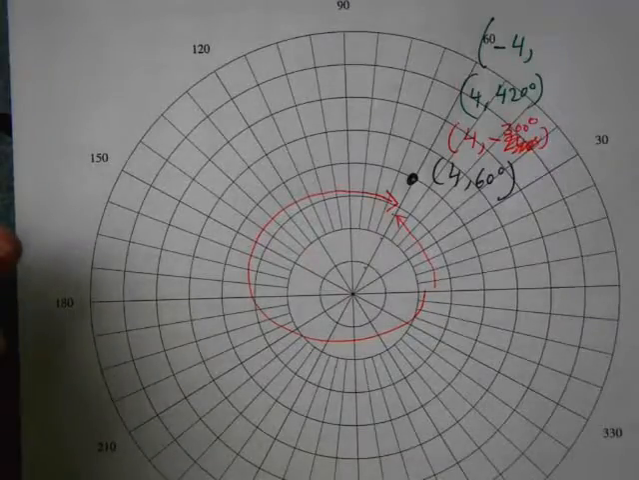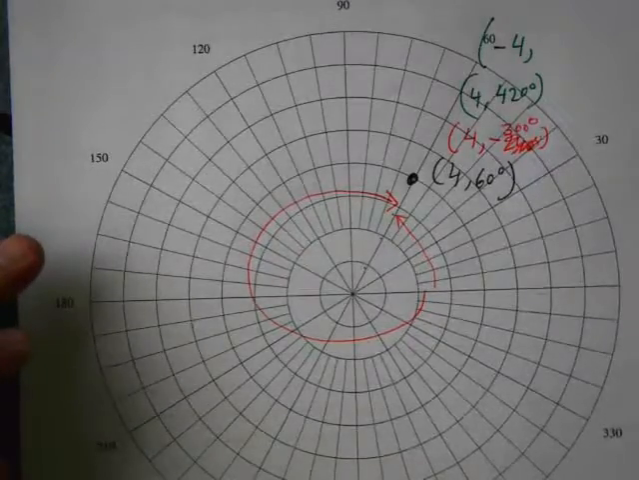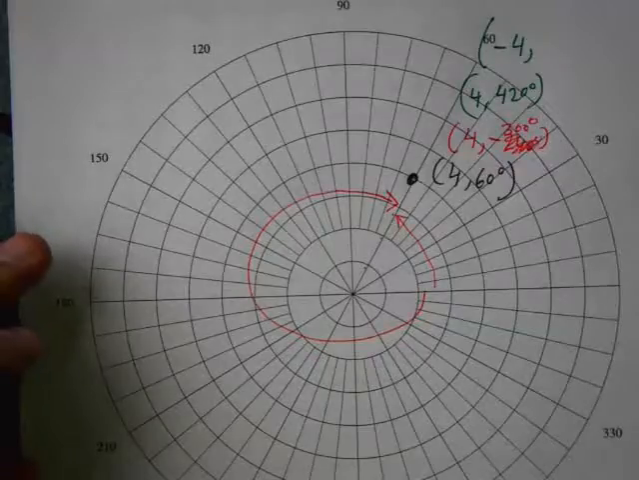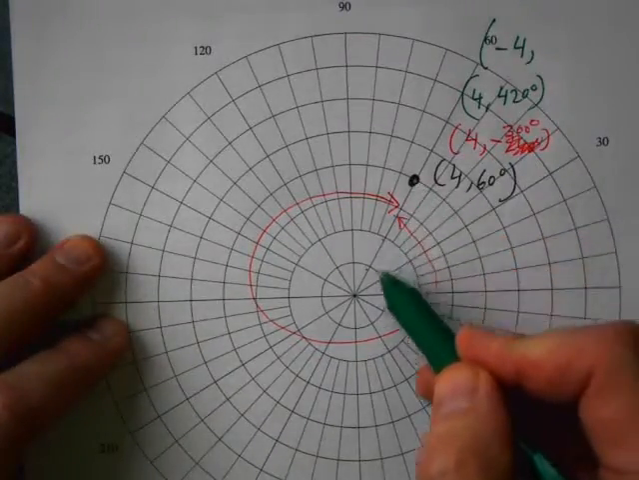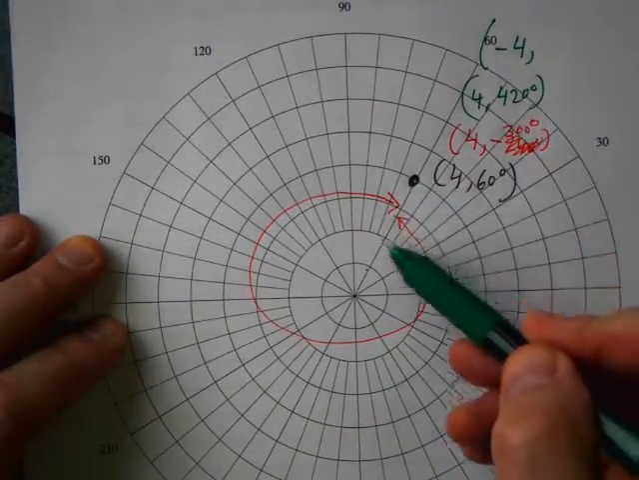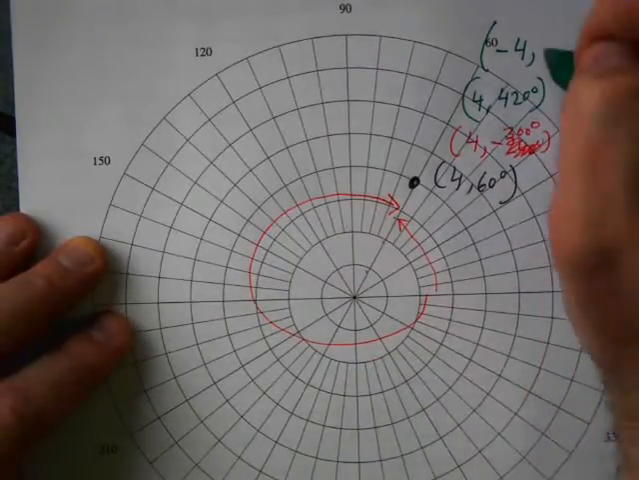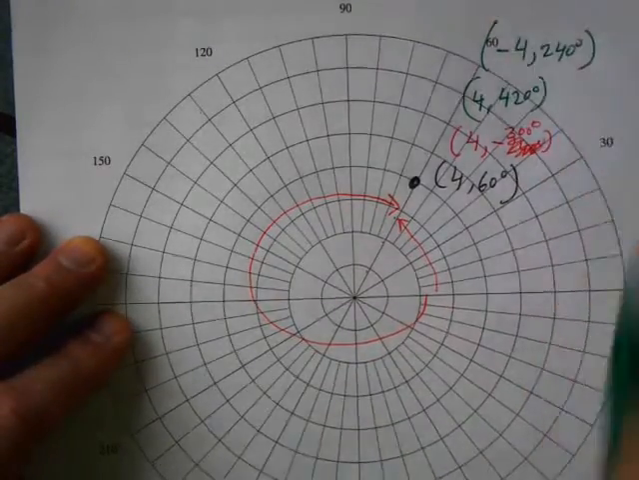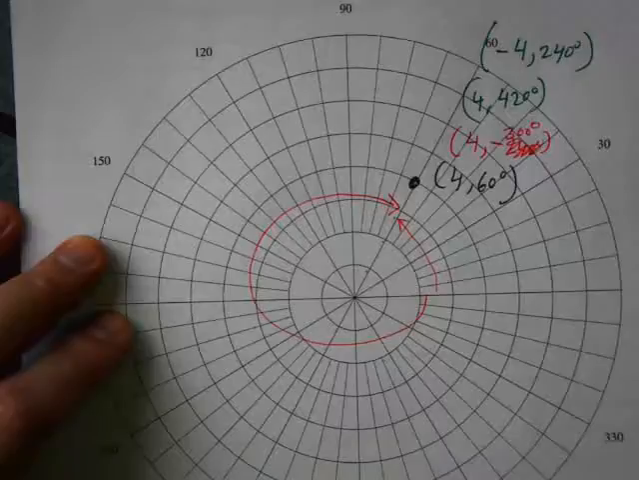Too late, I already wrote it. It's in pen, I can't erase it. It would have to be, just look at the line, the radial line. You just come down and it has to be 240 degrees, that's all. It's not hard.